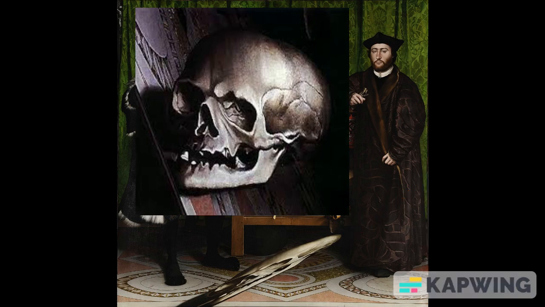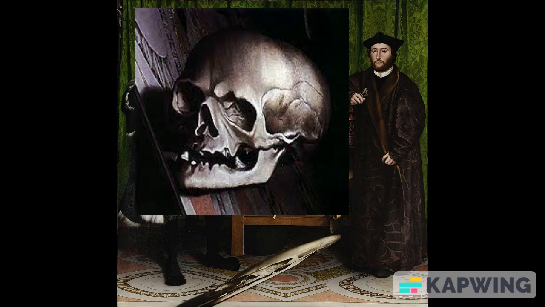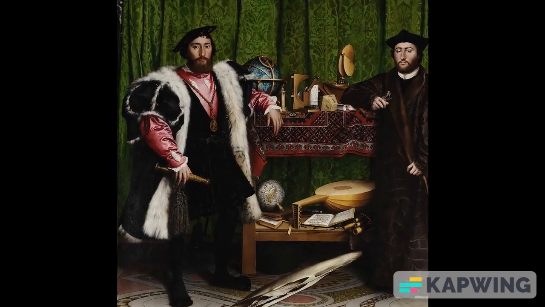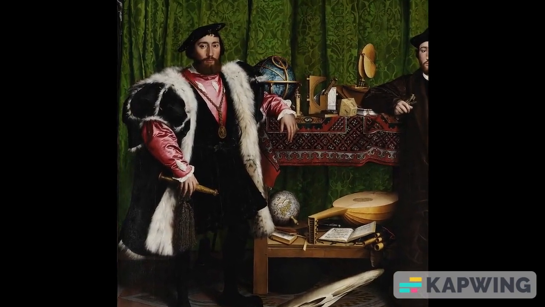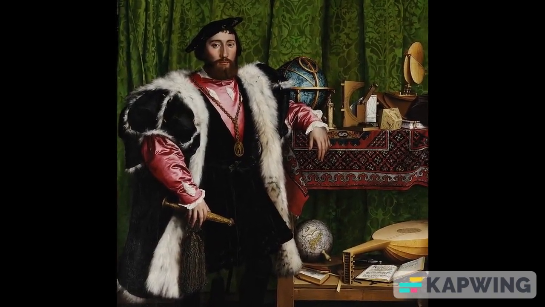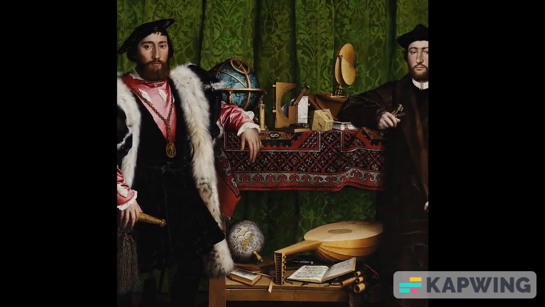This skull is an example of memento mori, a Latin phrase meaning, remember that you must die. It serves as a reminder that even the two powerful ambassadors will, one day, die. The Ambassadors is a visual story that depicts wealth and religion in the 16th century in England, and the country's role in the rest of Europe, as well as the transiency of life that we are always faced with.